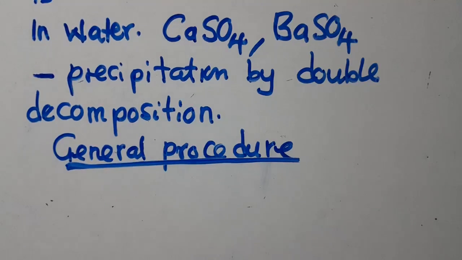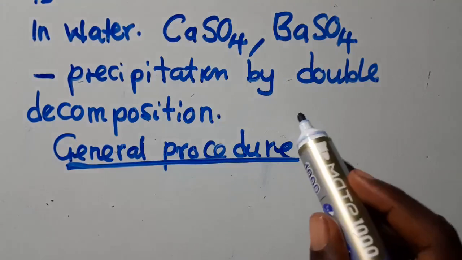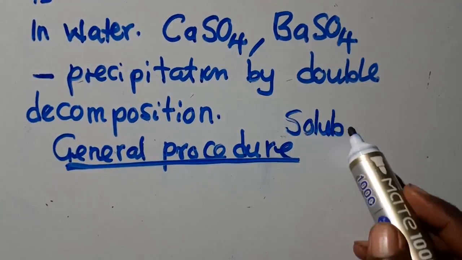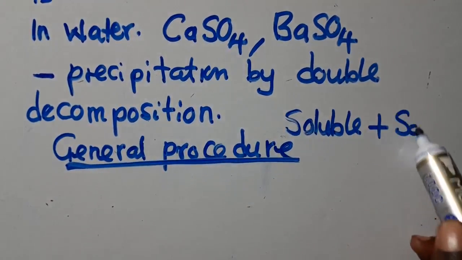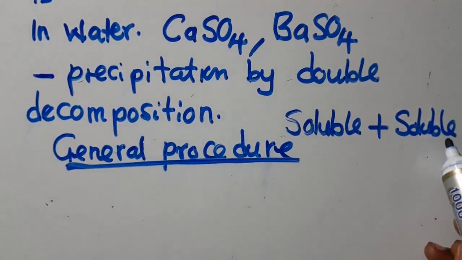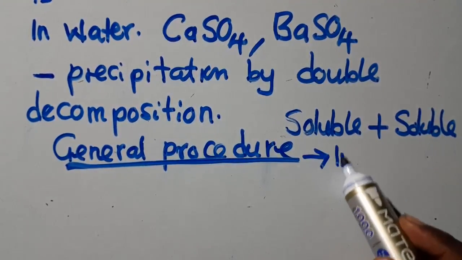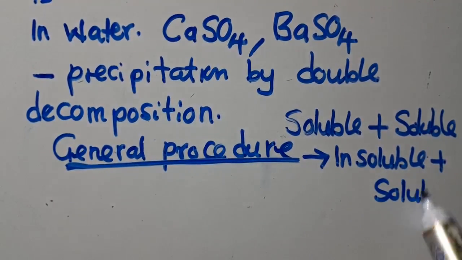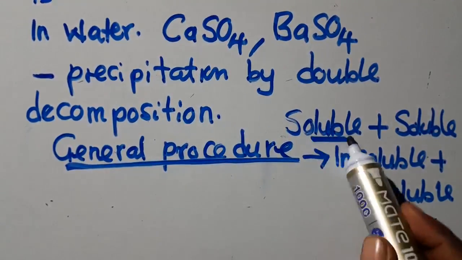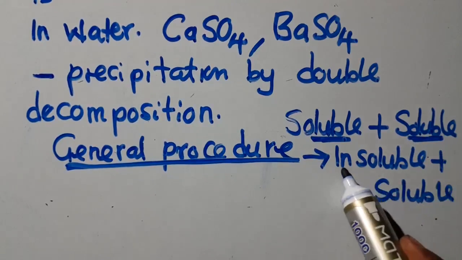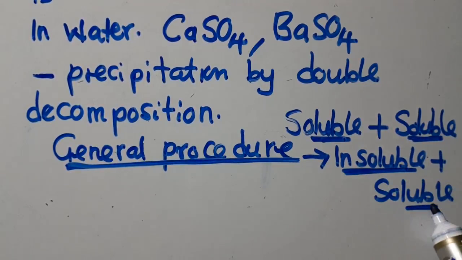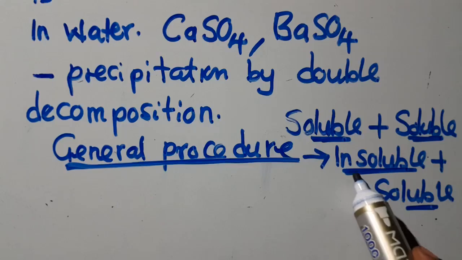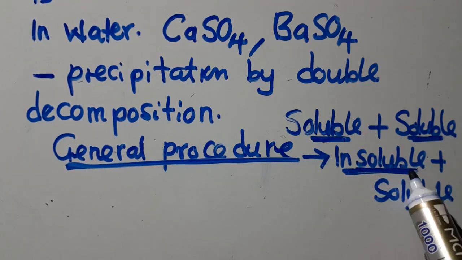Before I go any further, an insoluble salt is formed when you react soluble salts. So when you get a soluble salt plus another soluble salt, you form an insoluble salt plus another soluble salt. This is what you are going to form. But in this case, our main interest is looking at the insoluble salts.